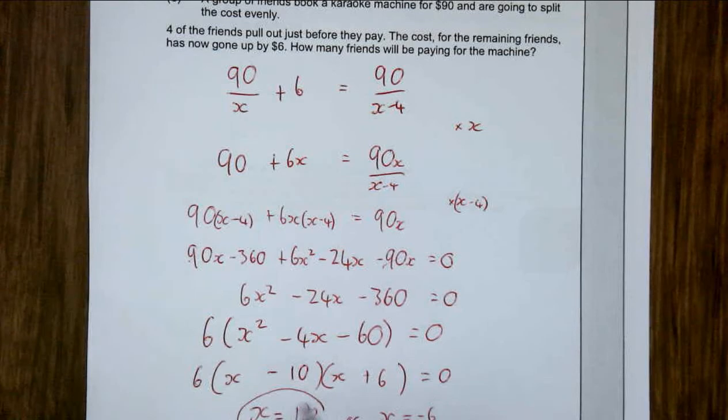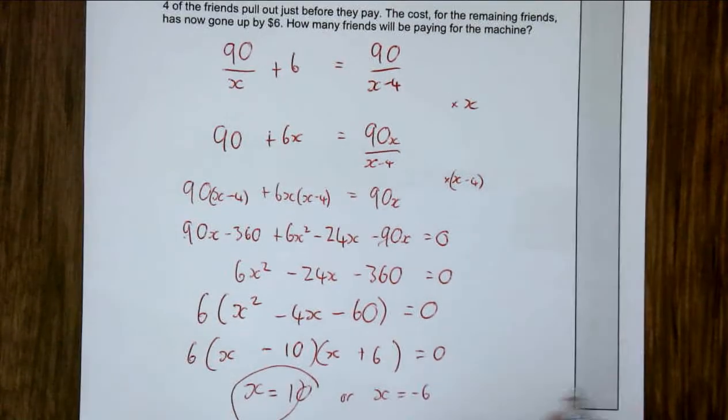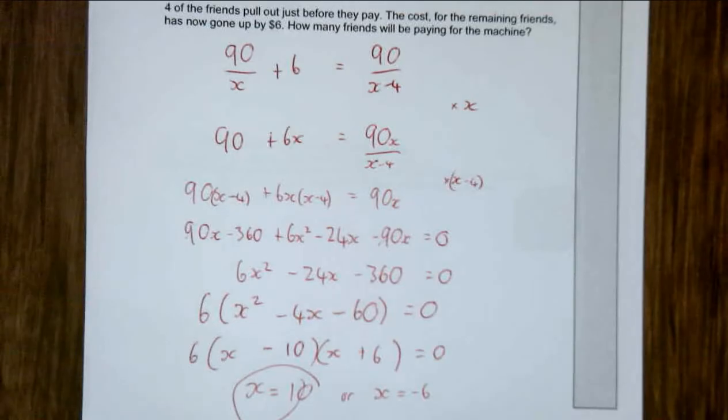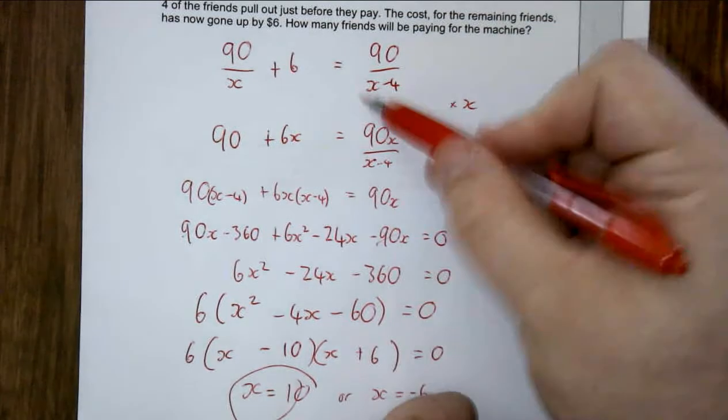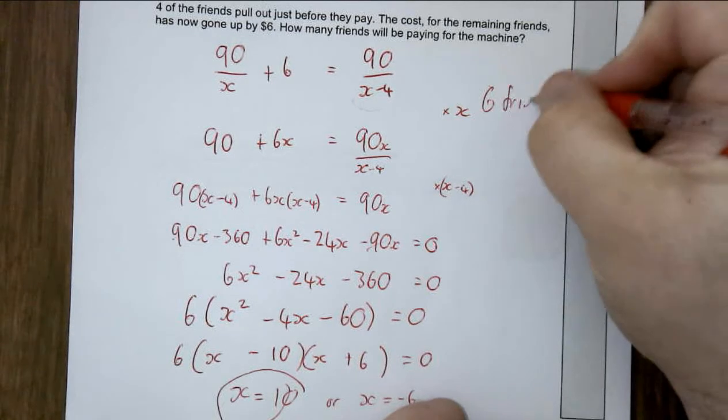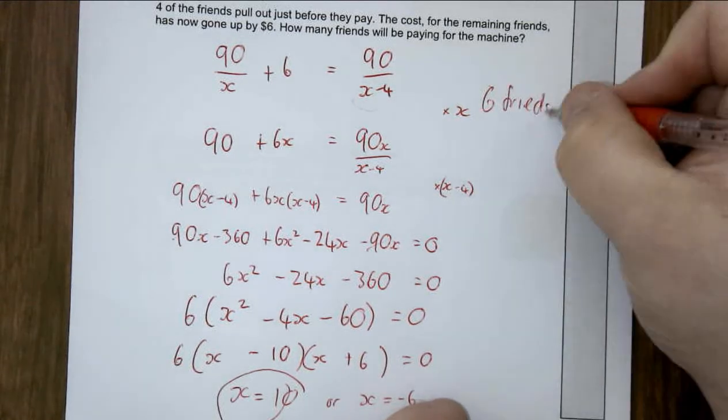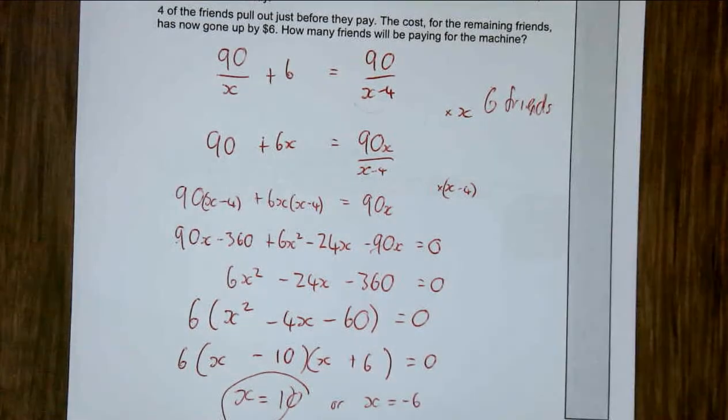So, it has to be that one. How many friends are we paying for the machine? Not 10. X was the original amount of friends, minus 4. So it's going to be x minus 4, so 6 friends. Any question about that one?